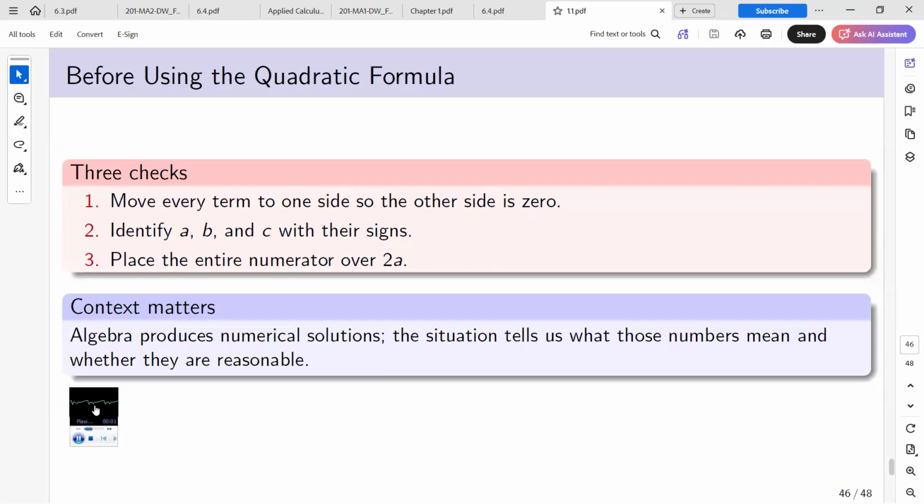Most quadratic formula errors happen before the arithmetic begins. Standard form, correct signs, and a complete fraction bar prevent many mistakes. Context then determines how to interpret the solutions.